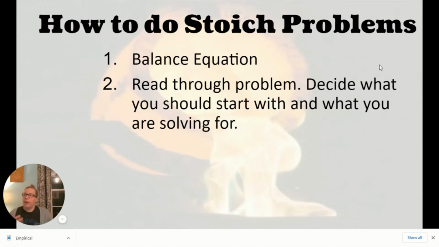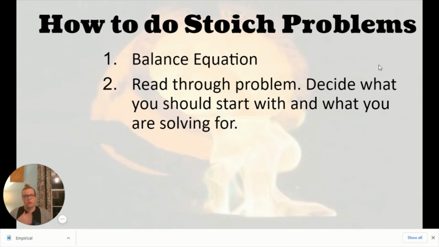The next thing, which is probably the most critical part, is that you need to be able to read through the problem and decide what you're starting with and the units that you're starting with, and then what you are solving for. And you need to make sure that you keep track of that. When you solve a stoichiometry problem, you could go from reactant to reactant, from reactant to product, or product to product. A stoichiometry problem is just going from one chemical in your reaction to the other. It is not restricted to only reactants to products or vice versa.